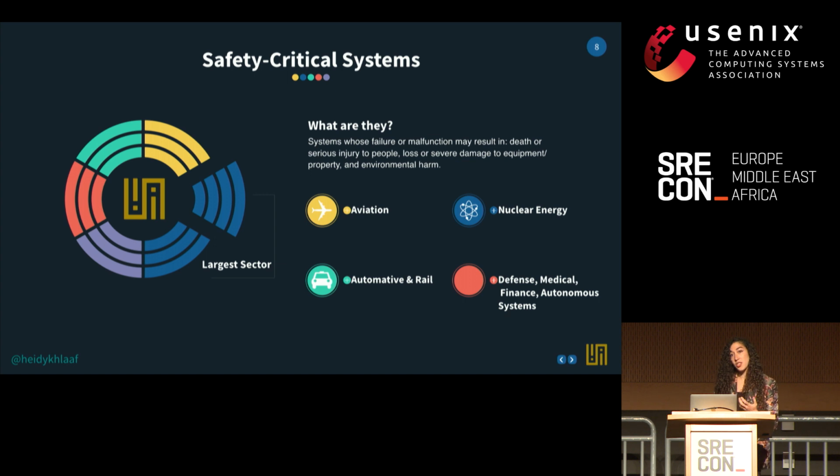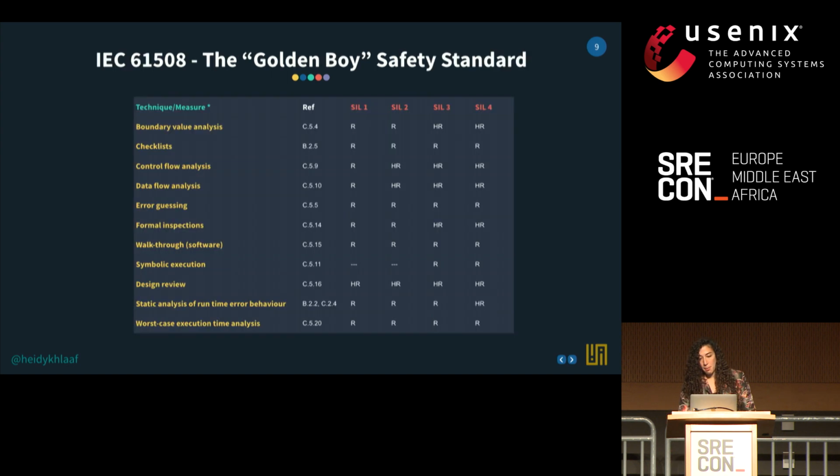But actually, we use it so much because standards oblige us to do so for a lot of different reasons, which I can't get into. But I want to talk about this Golden Boy standard, which we call IEC 61508. This is the one standard that all safety critical systems have to abide by internationally. And up here is a table from the standard showing various verification techniques required by most safety integrity levels for the verification of a system.